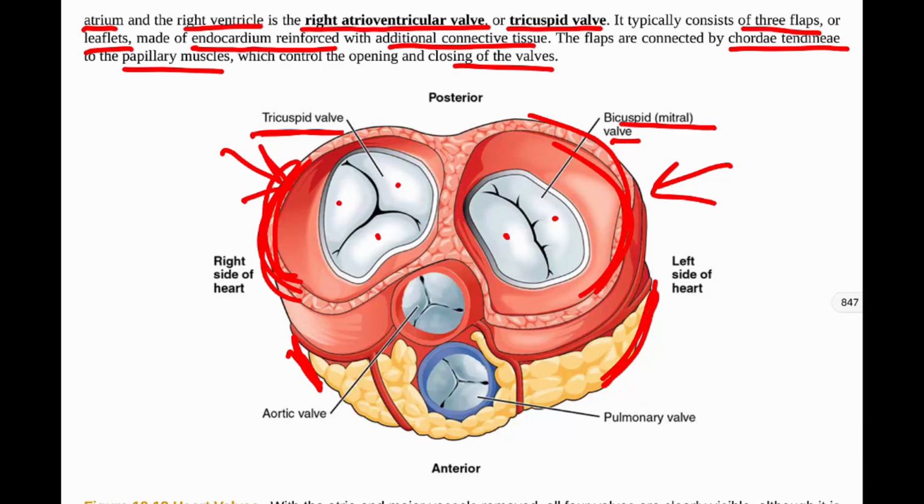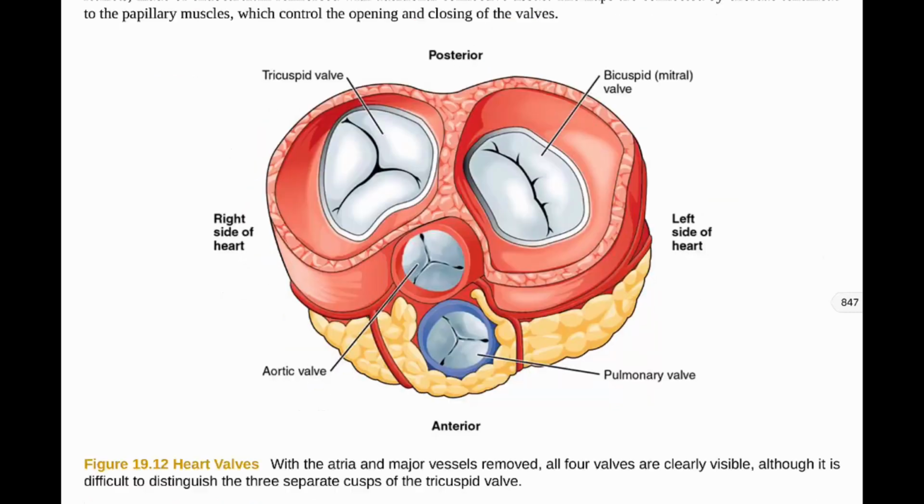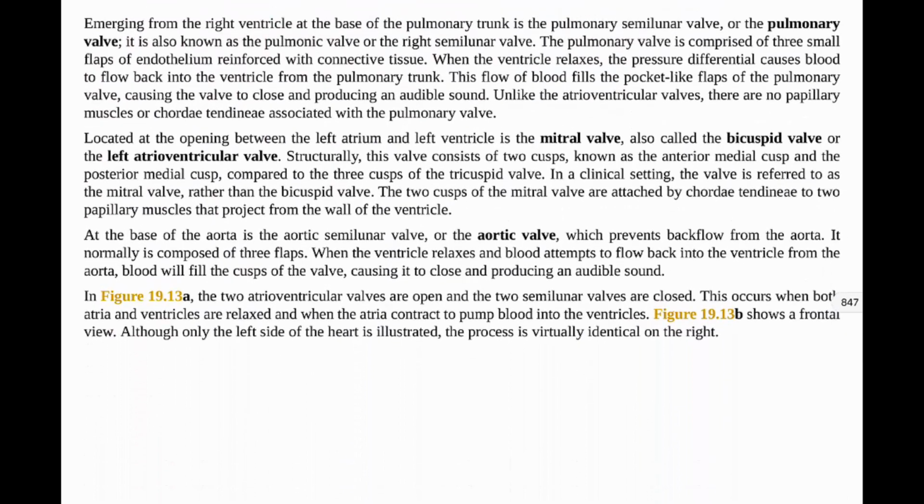So here, then, emerging from the right ventricle at the base of the pulmonary trunk is the pulmonary semilunar valve, or the pulmonary valve, also known as the pulmonic valve or the right semilunar valve. So lots of different names. This one is talking about the general term, so it's the right side, and semilunar is the general term for both of these valves. So semilunar valve. More specifically, the pulmonary semilunar valve, or pulmonary valve.